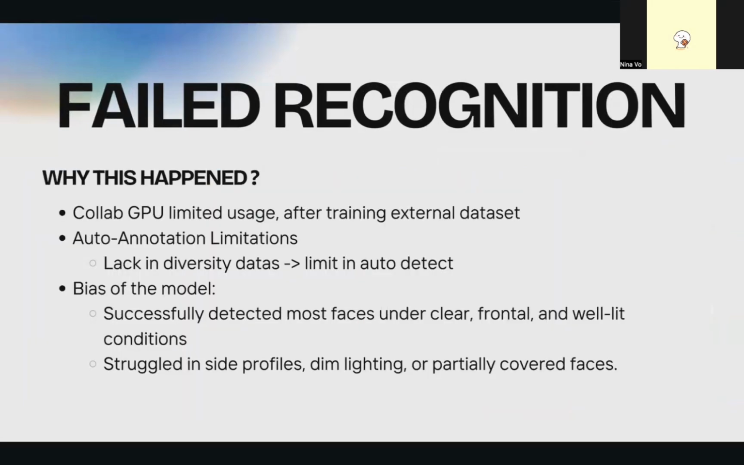We think this happened because of the limit of GPU usage in Colab after training on a lot of data. Another reason is the auto annotation limitation, because of the lack of data diversity, which leads to limits in auto detection for the models. And finally, it's because of bias. We found that most faces under clear, frontal, and well-lit conditions are successfully detected. However, some side profiles, images in dim light, or partially covered faces are a struggle for the models to recognize.